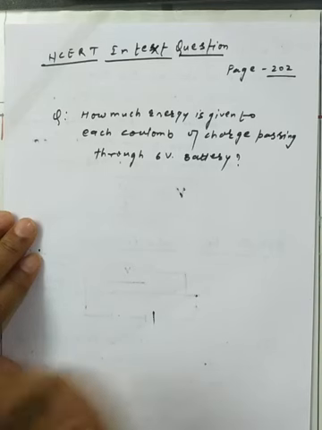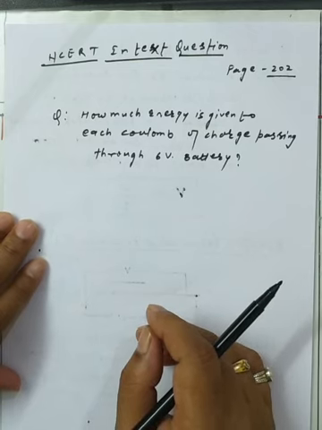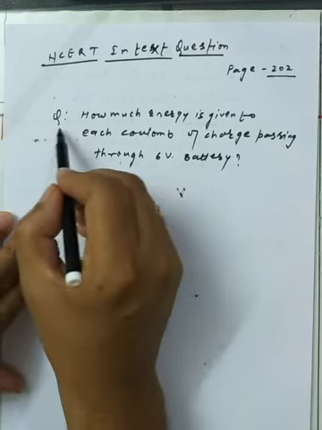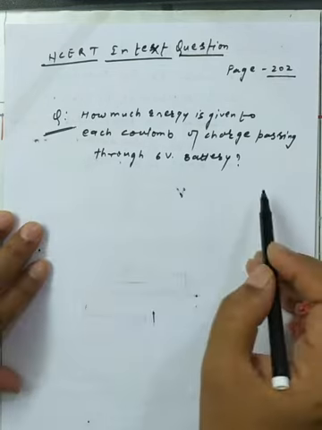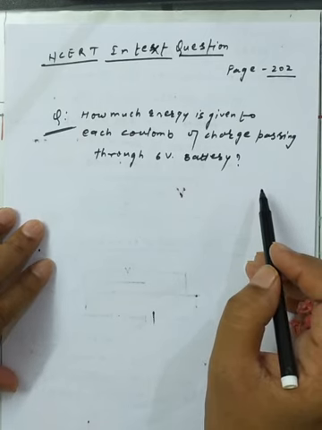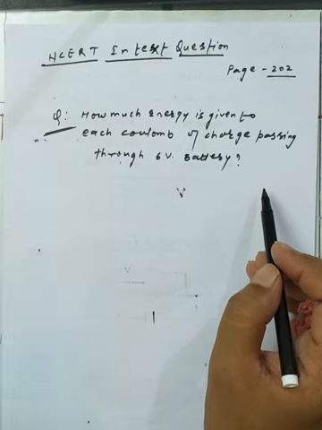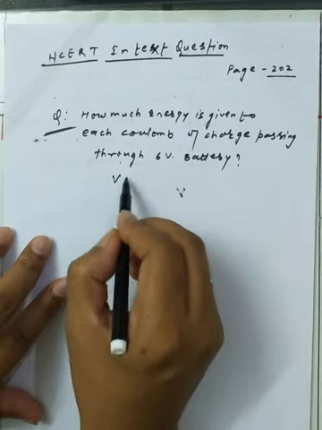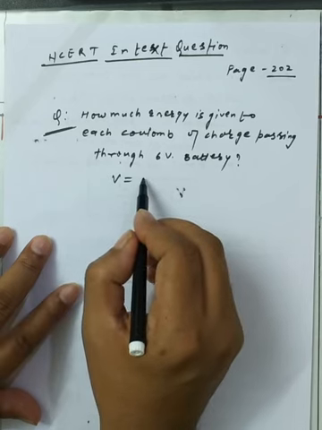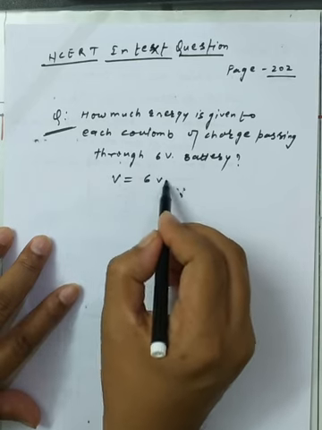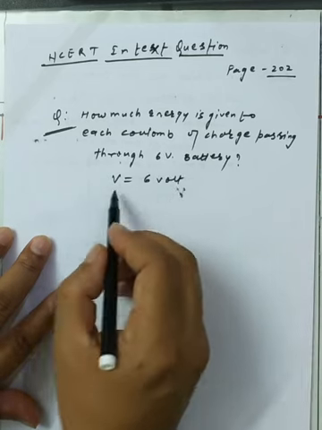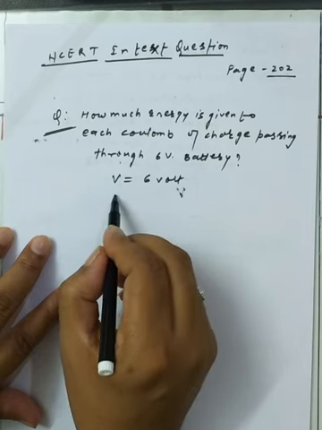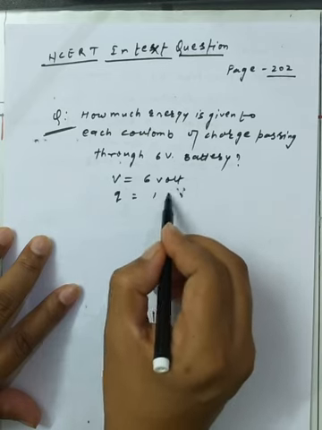Now we have the NCERT in-text question on page number 202, an unsolved question. How much energy is given to each coulomb of charge passing through a 6 volt battery? Okay, so here we have the parameters. The potential of the battery in volts is 6 volt, and the amount of charge is q equal to 1 coulomb.